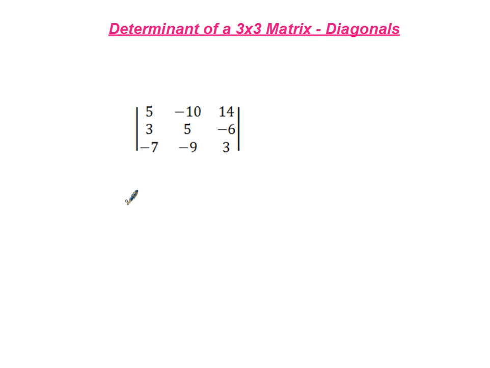In order to find the determinant of a 3 by 3 matrix using the diagonals method, you need to multiply 3 element values together that are along a single diagonal. In order to do that, you need to rewrite the first 2 columns of your matrix in order to create this possibility. Now your first diagonal is found by multiplying 5 times 5 times 3 to yield a product of 75.